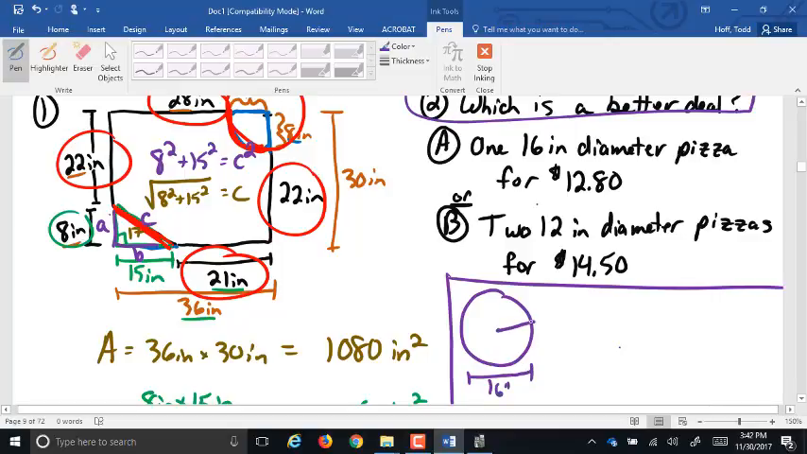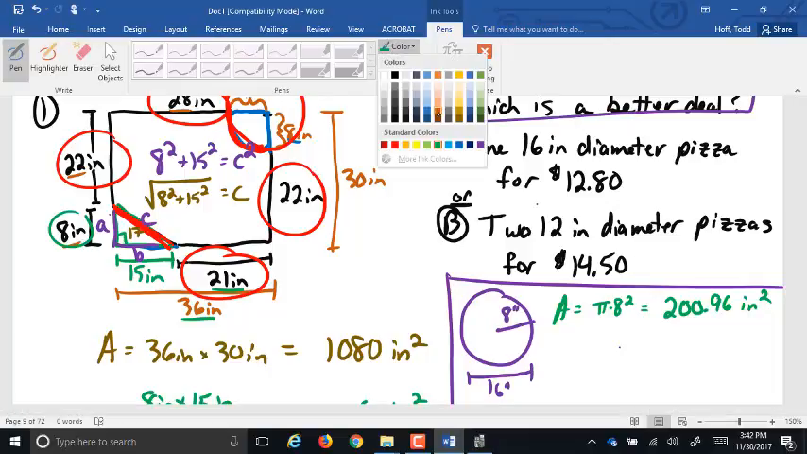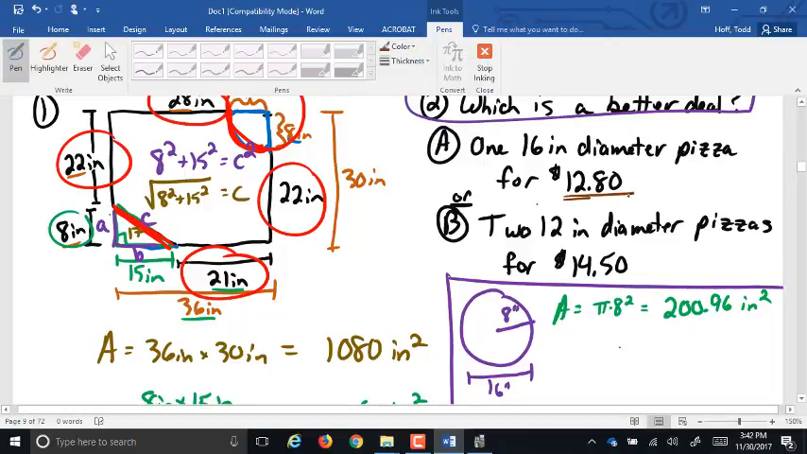What we're concerned about, of course, is the radius, which will be 8 inches. That's going to have an area of pi times 8 squared, which is going to be 200.96 inches squared. Now they're charging $12.80 for that.